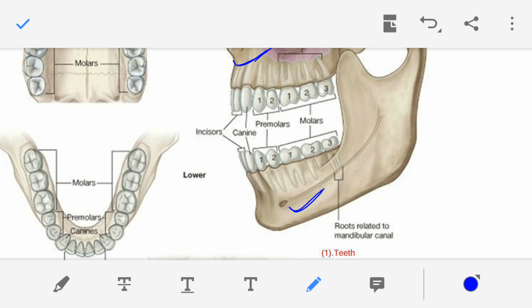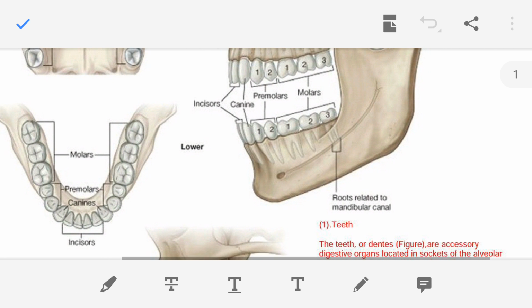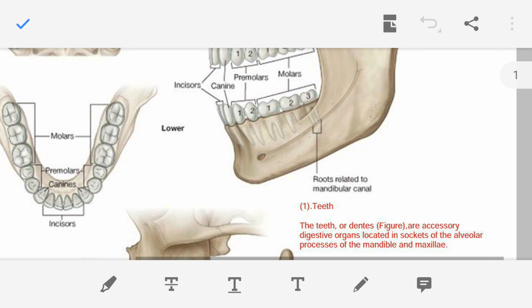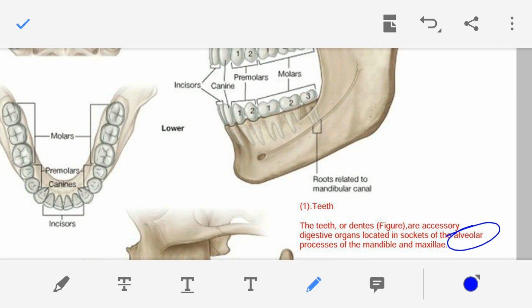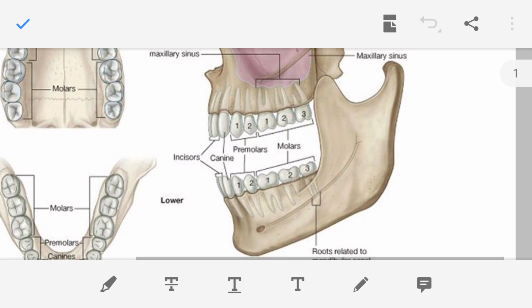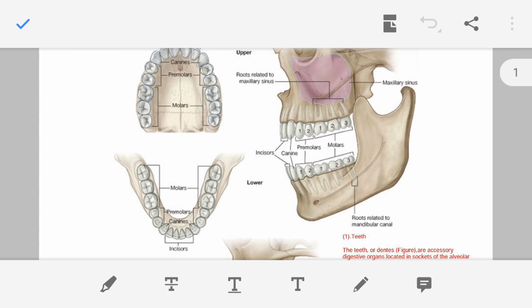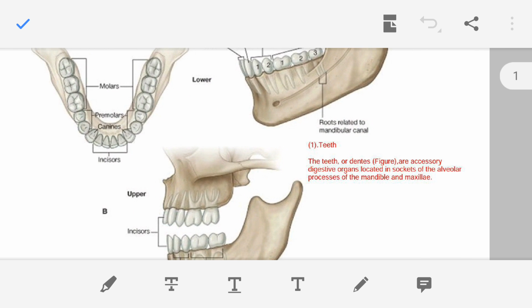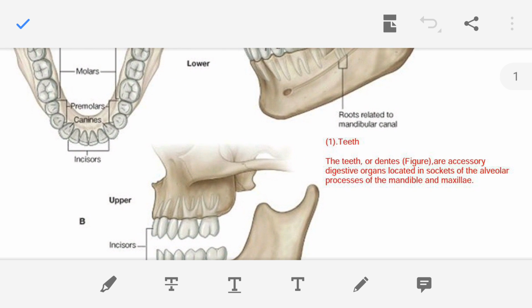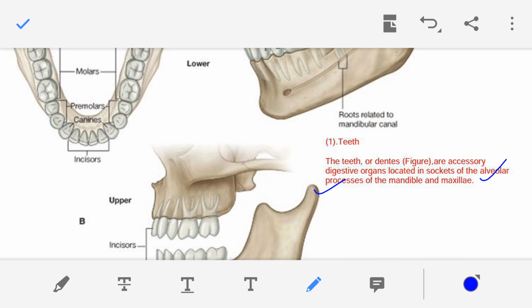Now the bony part of mandible and maxilla is known as the alveolar bone. So let's say this part is the alveolar bone. Similarly over here, this is the alveolar bone. So in the socket of the alveolar process our teeth are present.